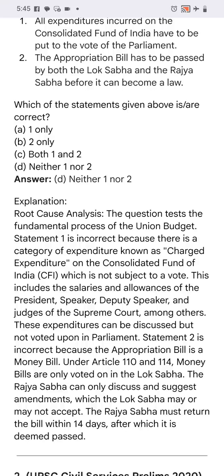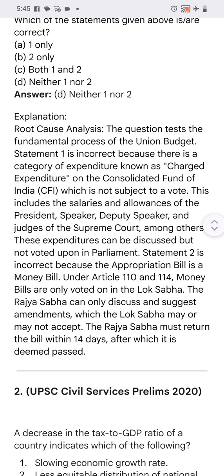Statement 2 is incorrect because the appropriation bill is a money bill. Under Article 110, money bills are only voted in the Lok Sabha. The Rajya Sabha can only discuss and suggest amendments, which the Lok Sabha may or may not accept. The Rajya Sabha must return the bill within 14 days, after which it is deemed passed.